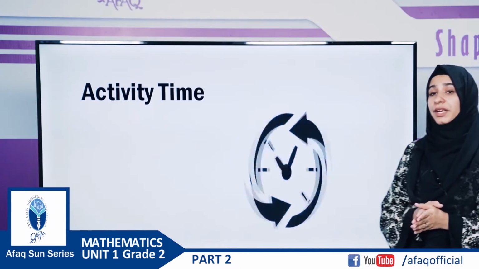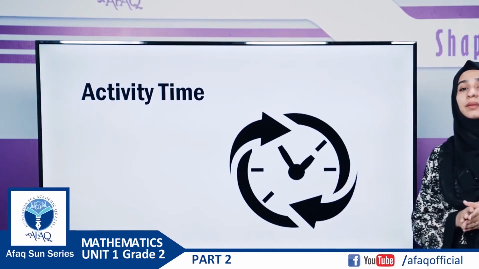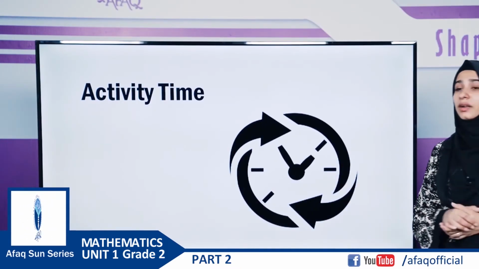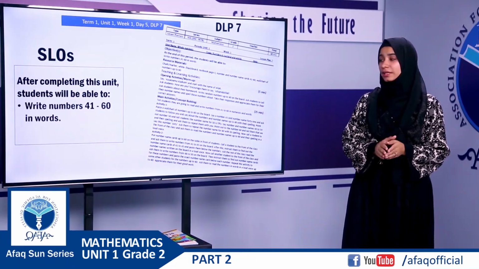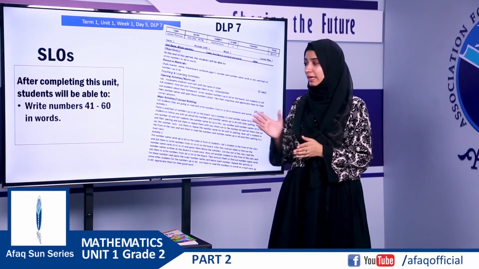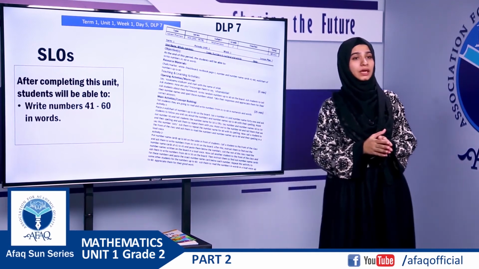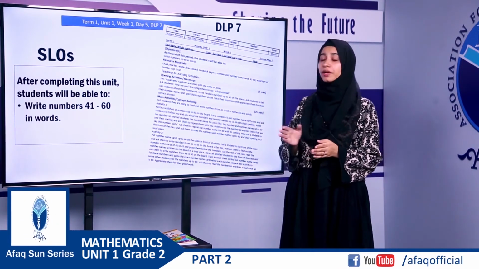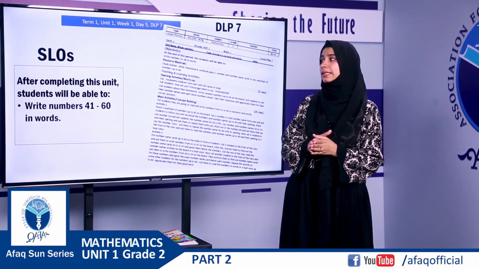So students, I hope that you have read numbers from 1 to 40 in the presence of your parent or teacher. Now let's move to our next activity. So students, in this lesson we'll be covering only one SLO. As you know that we have done the counting names till number 40. Now we are going to count numbers 41 to 60 in this SLO.